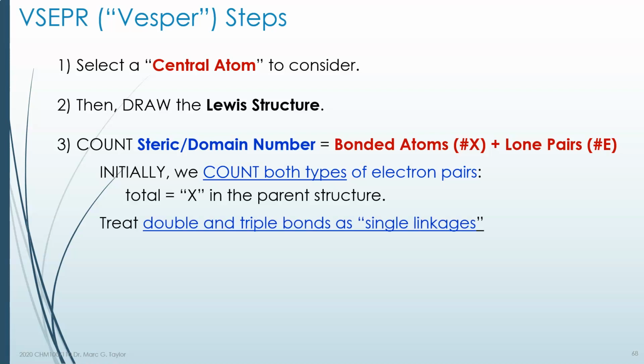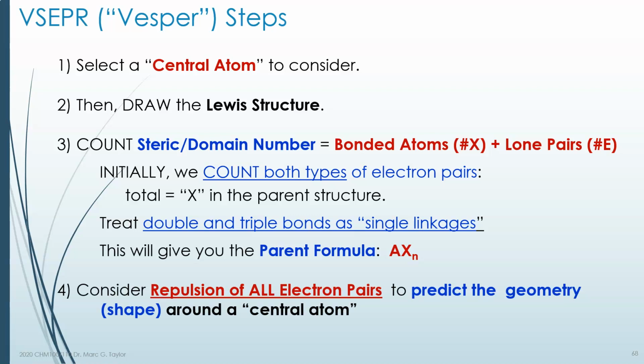We'll call them X. We'll treat double bonds and triple bonds as single linkages. So that's a single value of X, not a double or a triple. And you'll get some parent formula, A with a certain number of X's, AX, AX2. In fact, we know of molecules all the way up to AX9. In this course, you will only need to know the structures up to AX4.